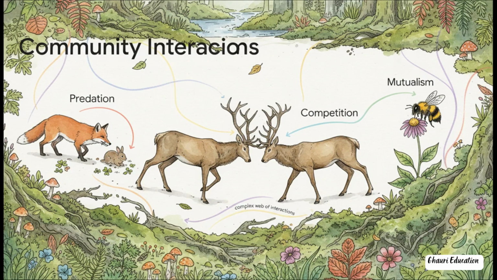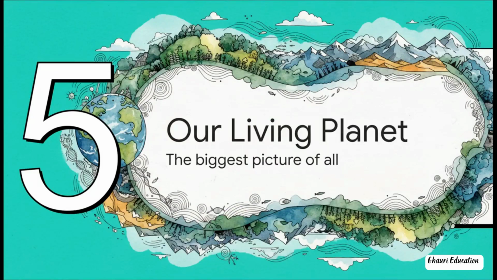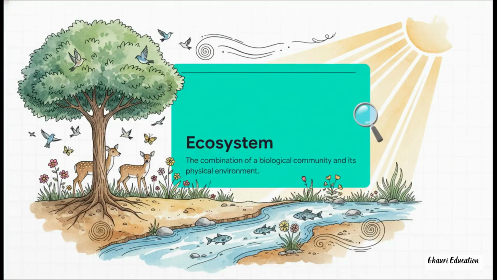So what makes a community tick? It's this incredibly complex web of interactions. Who eats whom? Who helps whom? These relationships, predators and prey, competitors, partners, this is what gives a community its unique structure and feel. All right, we're at the final ascent now. We're about to zoom all the way out to the largest scale there is, connecting all of life to the physical world itself. So you take a community of living things, right?